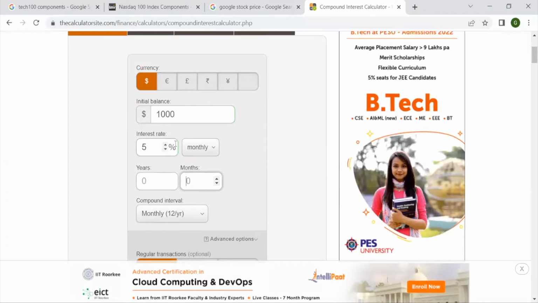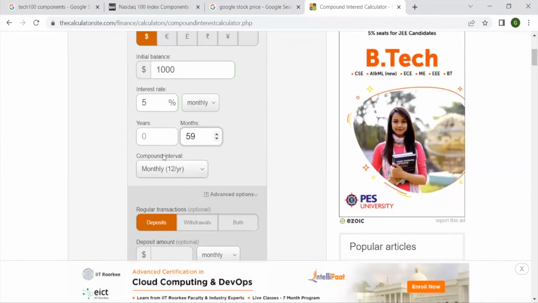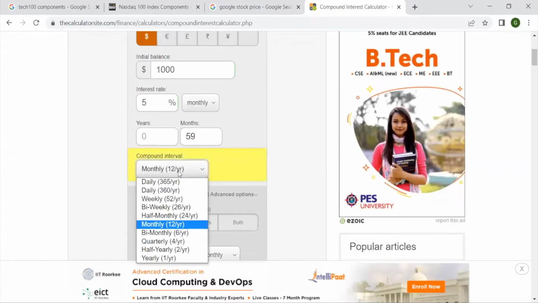I'm planning, or I'm targeting. I'm not saying that you will make 5% returns. I'm saying that you target 5% returns in a month, right? Which is a very small amount. On a capital of $1,000, 5% returns is $50, right? So I come back, I look at a period of 60 months, right? The compound interval, I look at it as monthly, right?